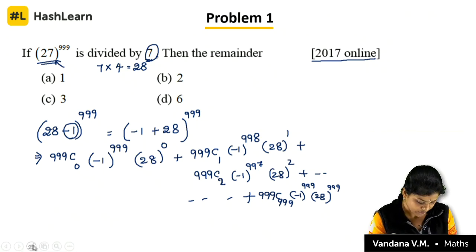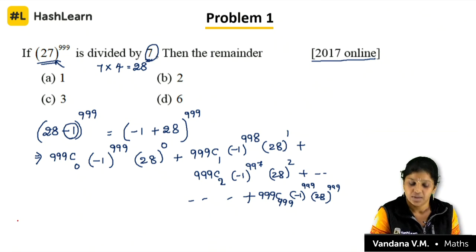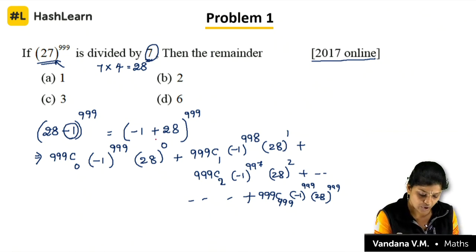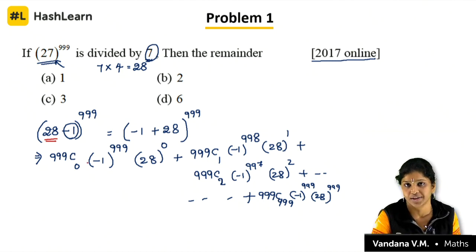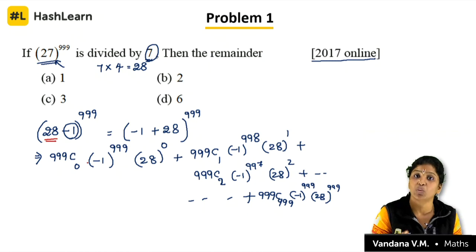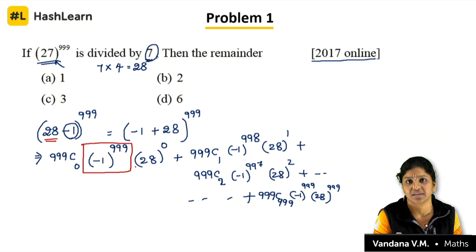Now you observe, children, the interesting thing here. Why did I change here? Because if this is the first term, I would have written 28 whole power 999 first. If I make the 1 the first term, minus 1 whole power odd number, it is minus 1. So, I can easily estimate the value of this one. Because of that, I changed the terms. Now, you understood, right? Yes.